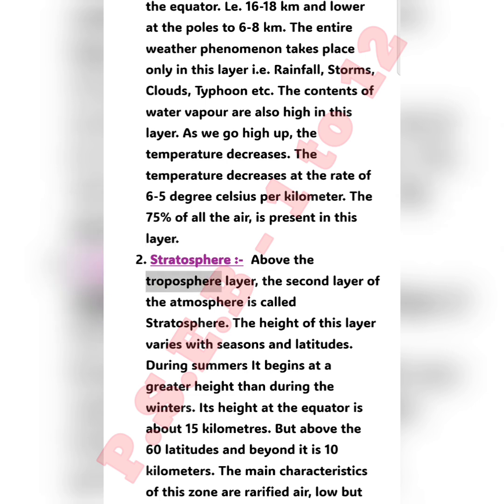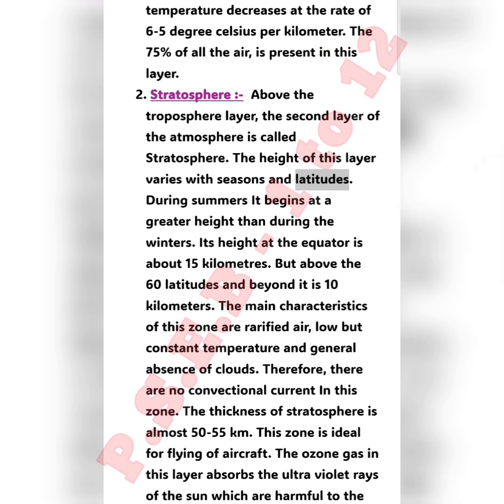Stratosphere. Above the troposphere layer, the second layer of the atmosphere is called stratosphere. The height of this layer varies with seasons and latitudes. During summers it begins at a greater height than during the winters. Its height at the equator is about 15 kilometers. But above 60 degrees latitude and beyond it is 10 kilometers.